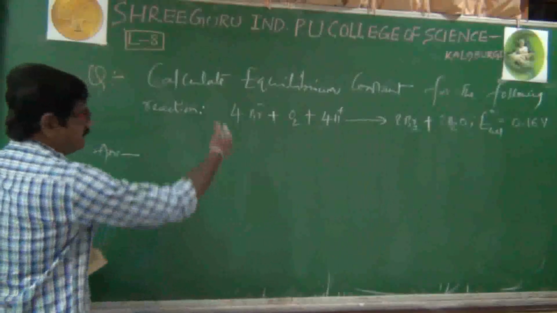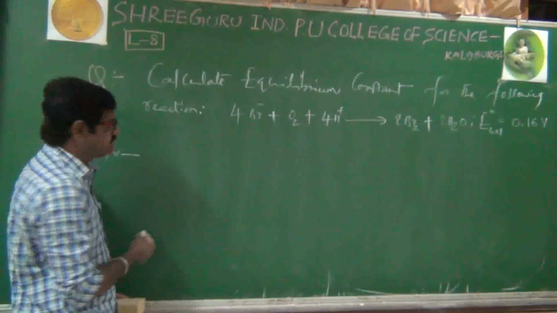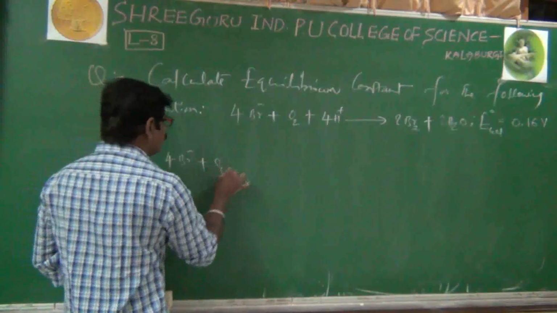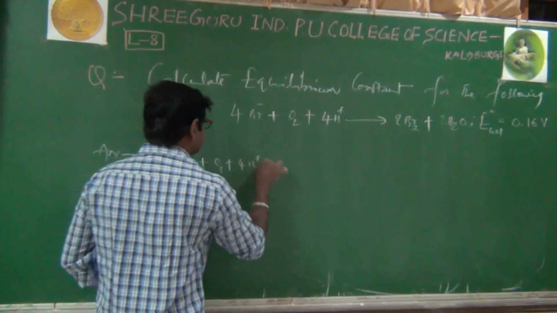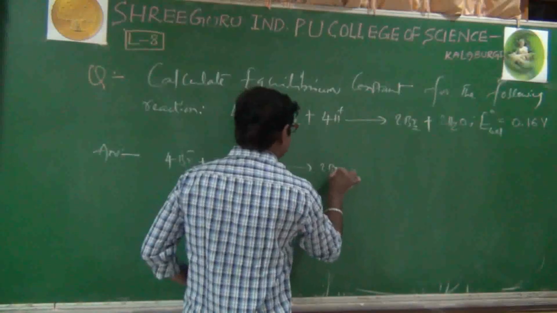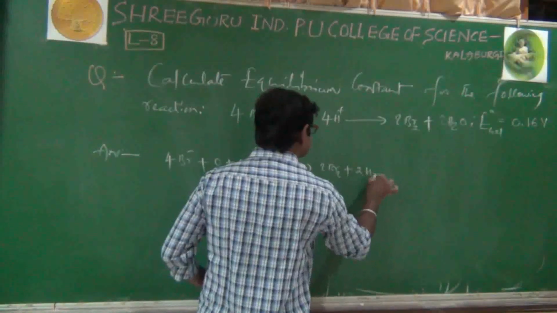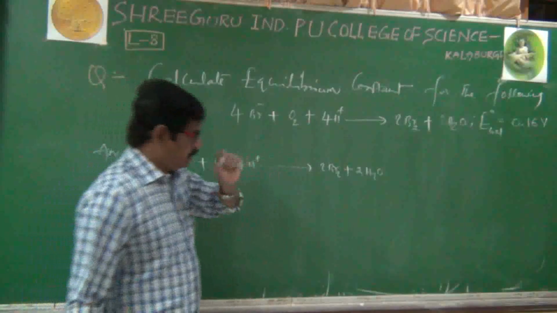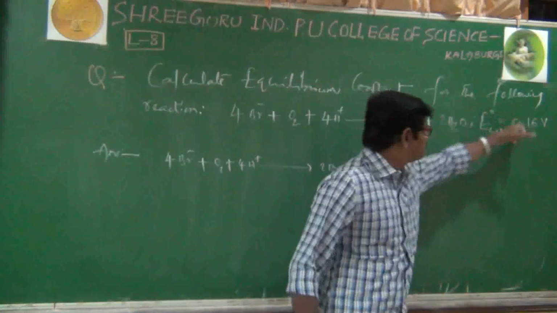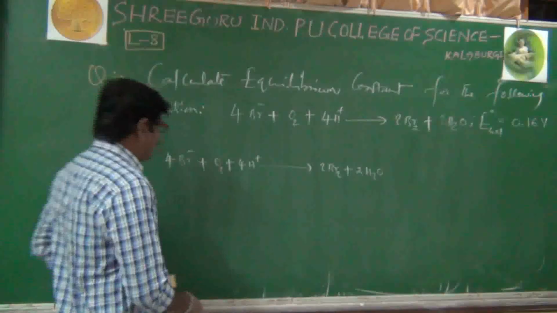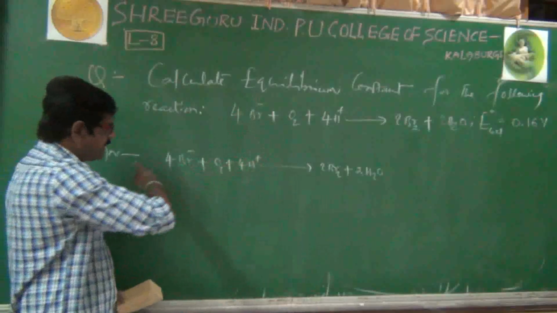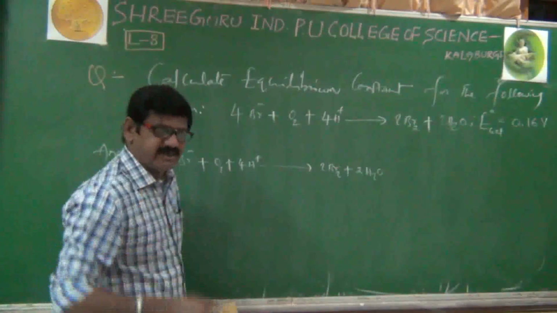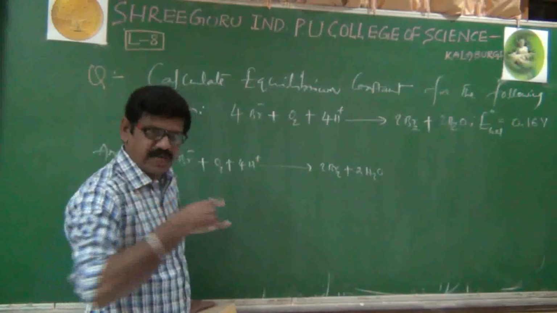Then first I'll write the given equation as it is here. Once again, 4Br minus plus O2 plus 4H plus gives 2Br2 plus 2H2O. And in the question, what information has been given? Cell potential has been given. Along with that, if you observe the reaction, we will come to know one more value, that is the n value, the number of electrons involved in this process.